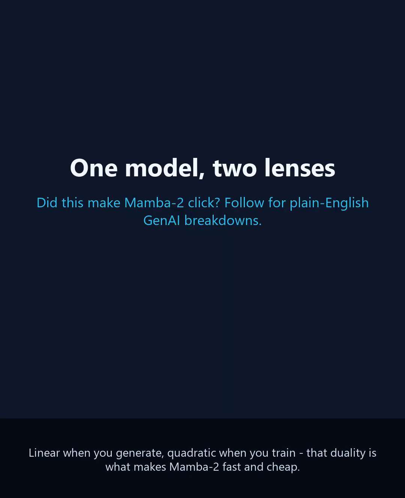That is Mamba-2 and state space duality. One model, two lenses, linear when you generate and quadratic when you train.